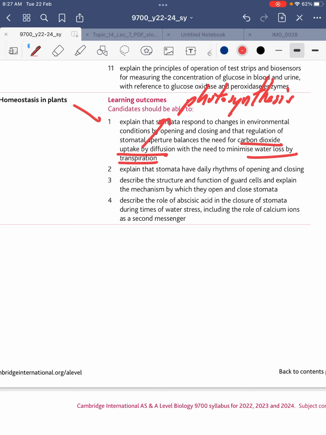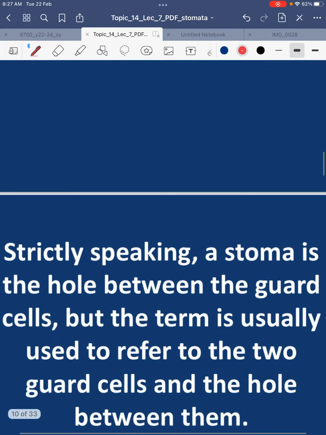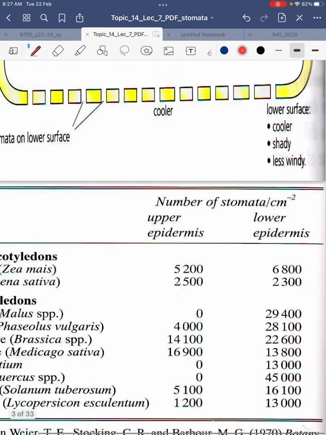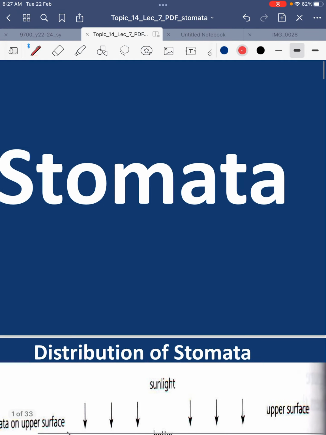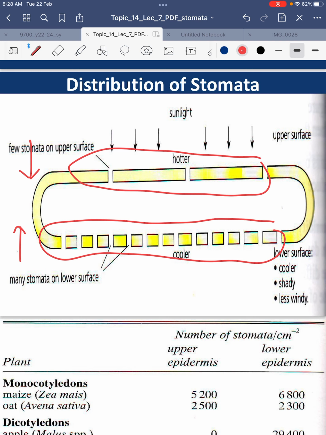Okay, so first of all, I think I've shown you this slide before, so this is a recap. I think I remember teaching you this, so if I have taught you before, then this is a revision. Basically, stomata are naturally found more in the lower epidermis compared to the upper epidermis. So more in the lower and less in the upper epidermis, and this is to prevent excessive water loss.